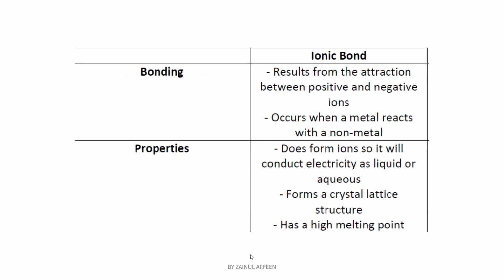So these are some properties of ionic bonds. This ionic bond results from attraction between the positive and the negative ions, and it occurs between the metal and the non-metal. And what are the properties? They form ions and they can conduct electricity. They form a crystal lattice. Crystal lattice means they have a regular arrangement of the ions and they usually have a high melting point.